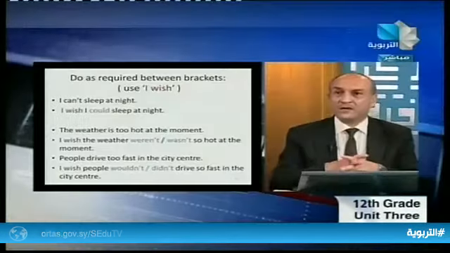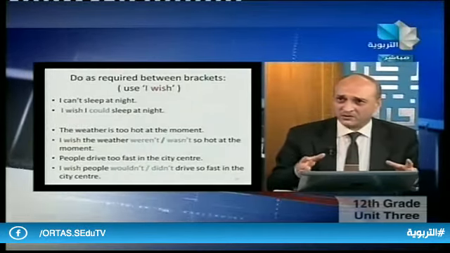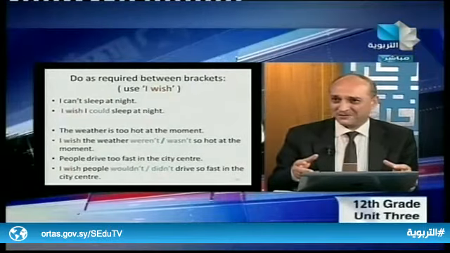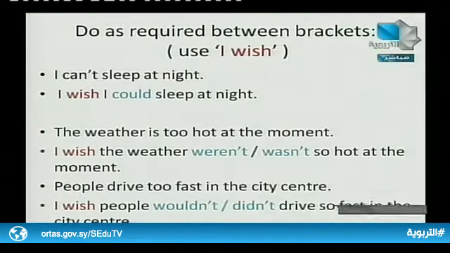Now, we can finish this explanation with a practice. Yes, of course, let's practice together. I think the last slide is very nice because we have a real practice, the same question as in the baccalaureate exam paper: do as required between brackets. We ask them to use "I wish."